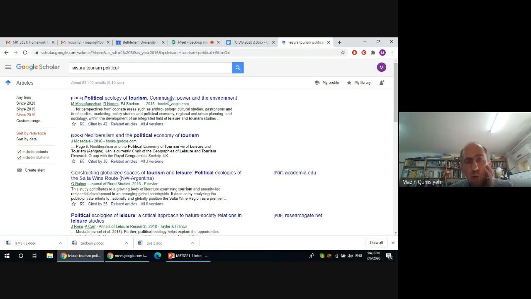Political ecology of tourism, community power and the environment. There's a book here. There's a book on neoliberalism and the political economy of tourism. Maybe after I looked at this, I say, well, wait a minute. I'm not really interested in leisure. I'm interested in political economy. What is this political economy? Maybe I should read about it. Maybe I should know more about it.